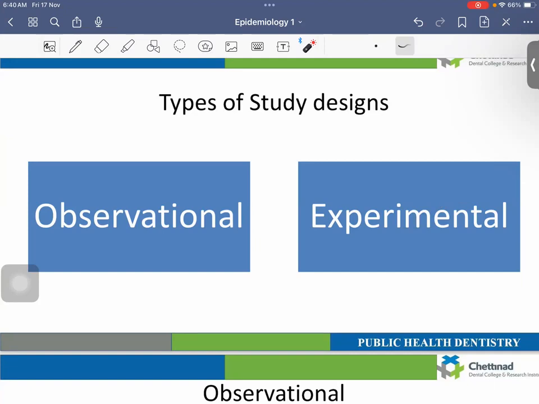To sum up, in an observational design, you do not do anything. You just sit and observe. You try to make inferences from what is happening in a disease or a health related event. Whereas in an experimental design, you do something to control or curb the disease, to modify the course of the disease.